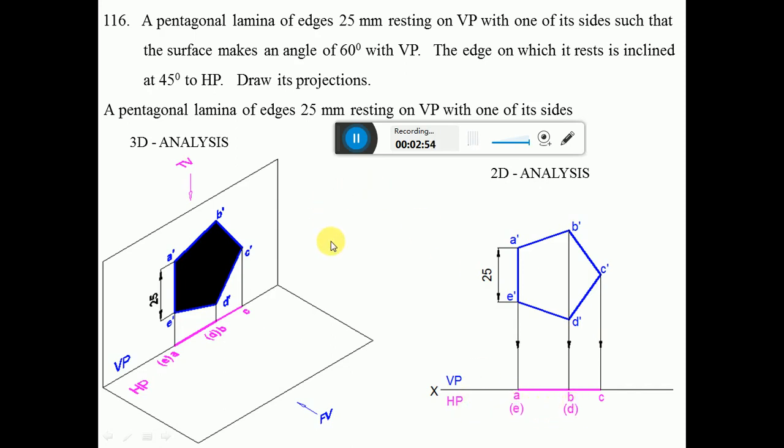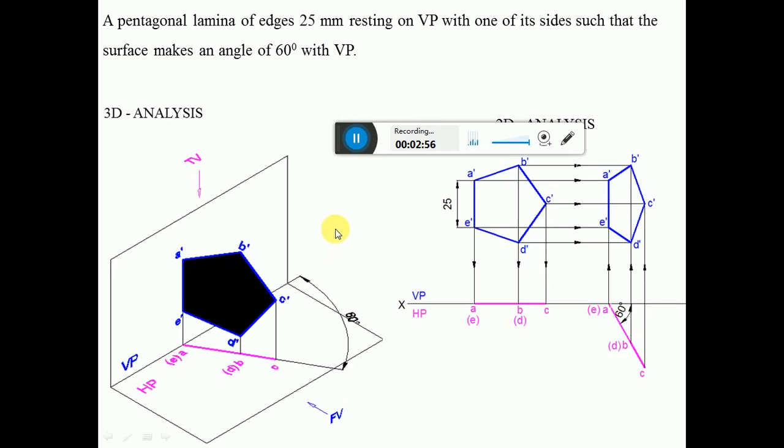Now, in the second position, the surface inclination is given with respect to VP, such that the surface makes an angle of 60 degrees with VP. So you rotate it such that one of the sides stays on the vertical plane, and it is rotated by an angle of 60 degrees. Once the surface is inclined to VP, that surface is still perpendicular to HP. Therefore you get a line in this.